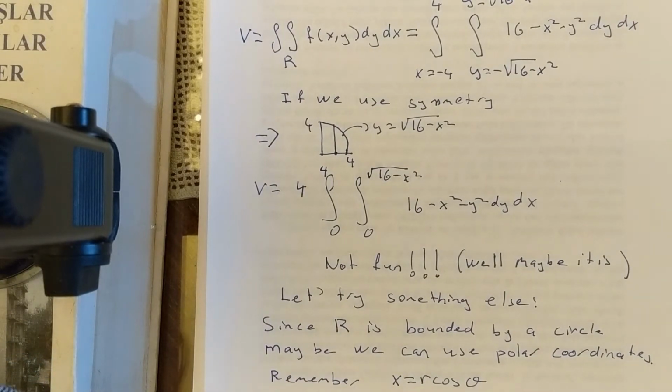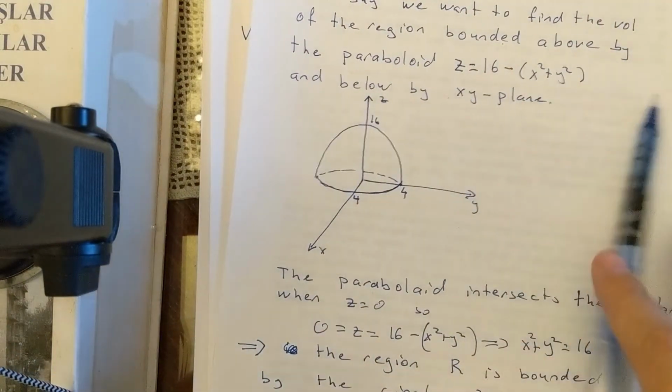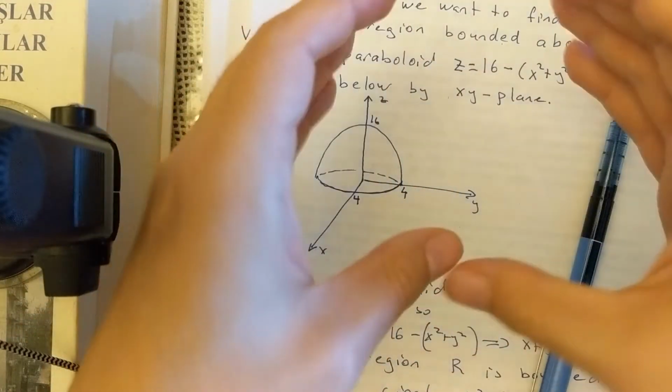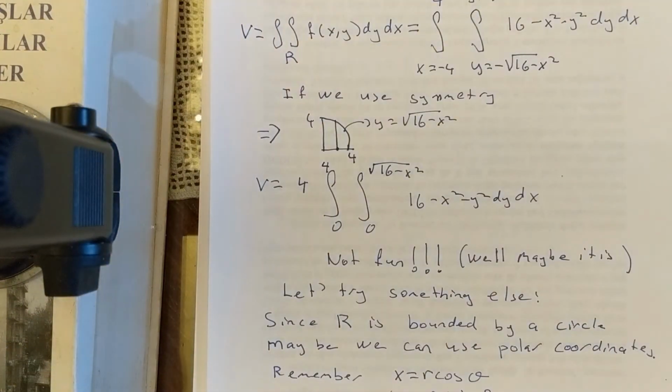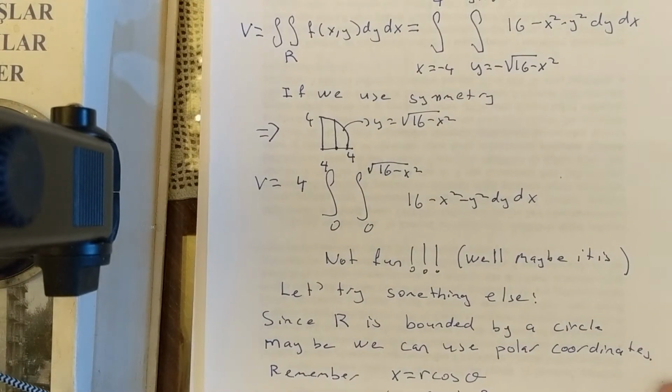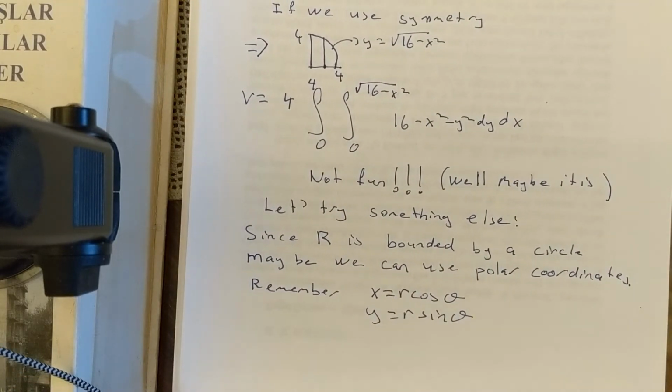Because the region R is circular, and the function, the paraboloid itself, is a very circularly symmetric thing, right? If we go back to the paraboloid itself, it's opening down like this, it's got a lot of circular symmetry. So I get this idea: when we had circular symmetry, we tried polar coordinates in Calc 1, so why don't we try to do the same thing here? Why don't I try to do everything in terms of polar coordinates?